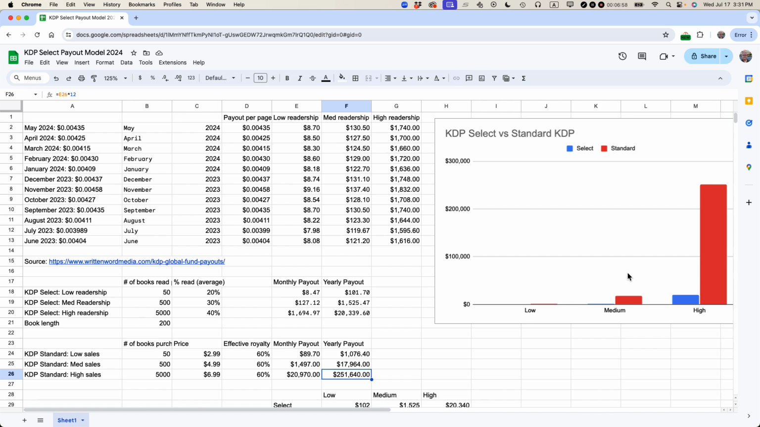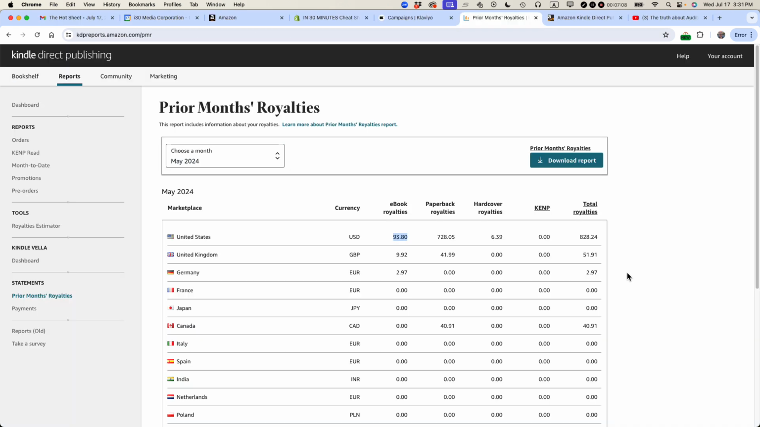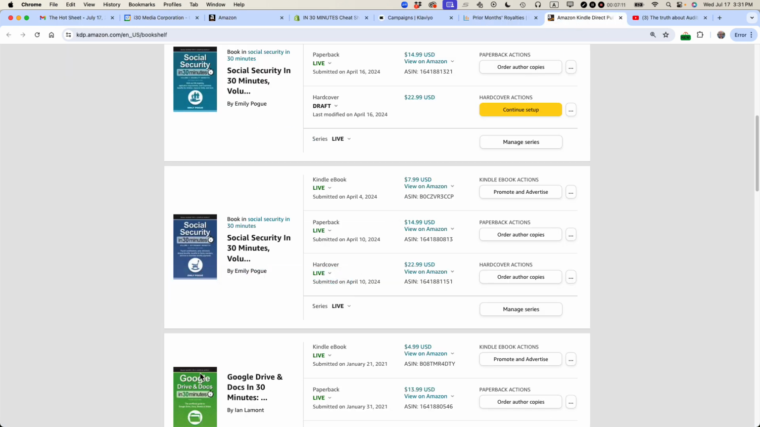But I also want to say, for other types of books, KDP Select is even worse. For what I do, my books are utility nonfiction, Social Security in 30 minutes, Google Drive and Docs in 30 minutes. People are using them as references. They're not reading it front to back in most cases. They're looking at specific things, they'll put it away, and then maybe they'll come back if they need to learn something else. So they're just nibbling at it, and I think if I was in KDP Select, the percentage of the books read would probably be really low.